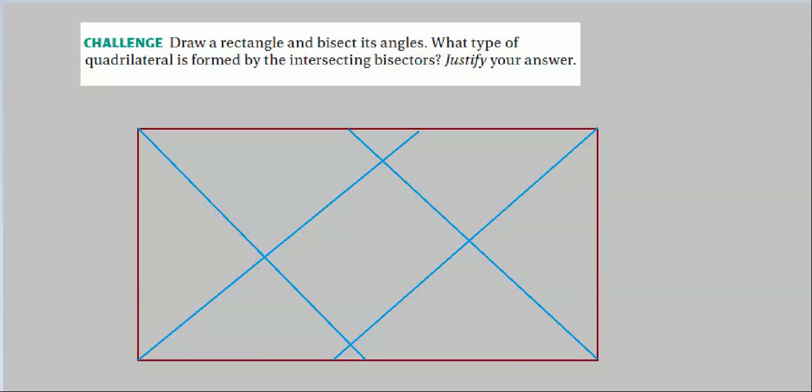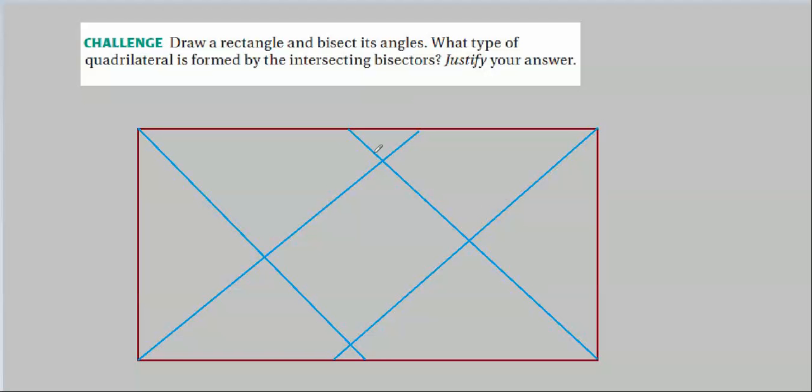Now this one looks kind of tough. Might not be that bad. They're asking us to draw these bisectors for each angle in the rectangle. So here's a bisector, here's a bisector. Remember, the diagonals in a rectangle are not bisectors. They don't bisect the angles. A diagonal that went from this corner to this corner would not bisect the angles. That's why these things are not diagonals.